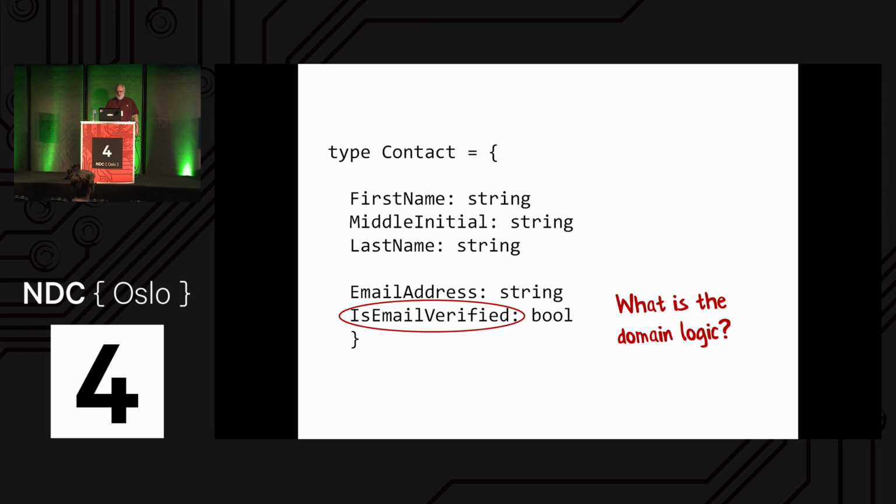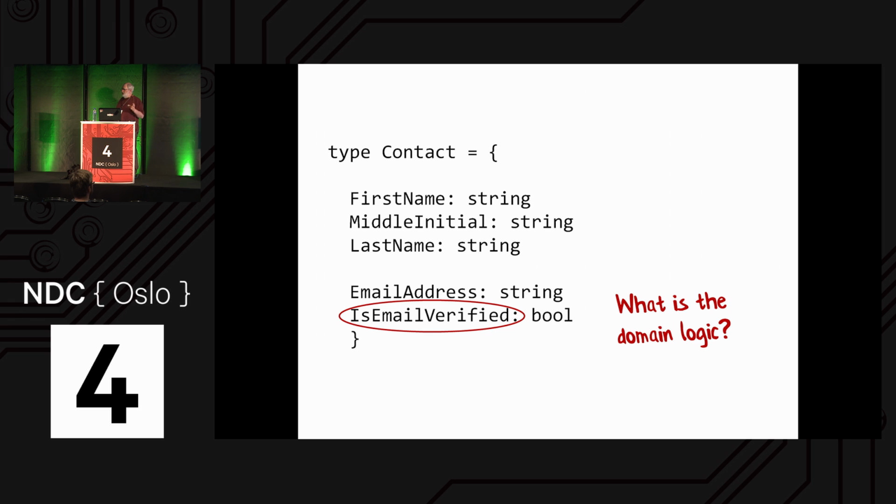And finally, what's the domain logic? We have this flag here: is email verified? This is set when you put in an email address and you get sent back a link, and you have to click the link to prove that you own that email. When is that flag set? Under what circumstances is it set? It's just a Boolean. It conveys absolutely nothing right now.